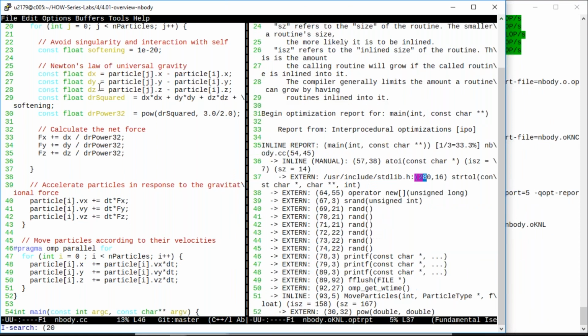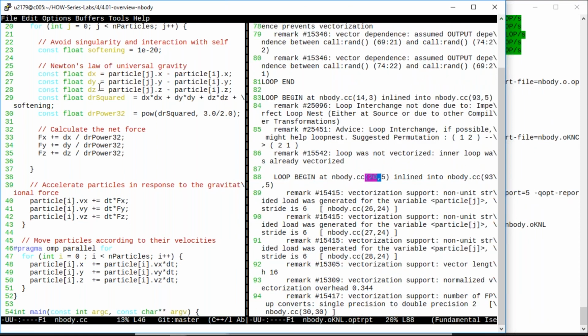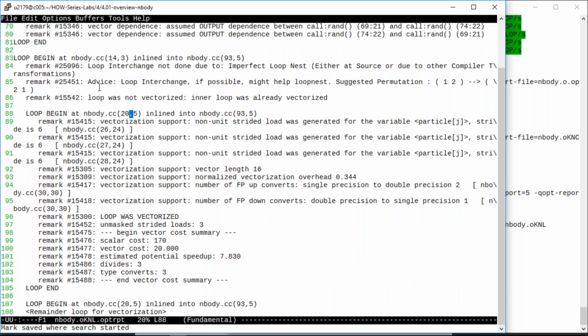Line 20. Well, here's what the compiler has to say. This loop was inlined into the main function. Well, good for you, compiler. Then, non-unit strided load was generated. This is interesting, and this is a red flag for optimization. This is something that we need to address. I am going to do it later, though.